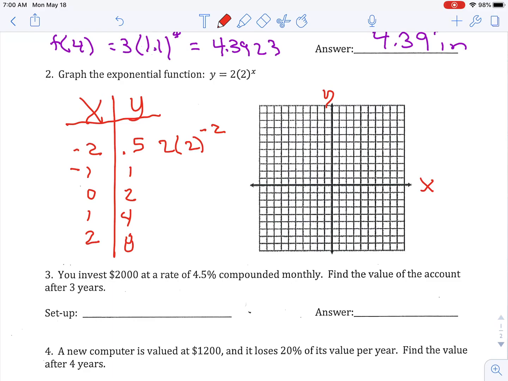So now we plot the points. -2, 0.5, right there. -1, 1, about right there. 0, 2, right there. 1, 4, and 2, 8. So now you have your exponential. You connect the points because we chose the values of x, and we could choose decimals, but it's already tough enough to graph the way it is. I'm going to try that again because my hand was a little shaky. There we go. All right.